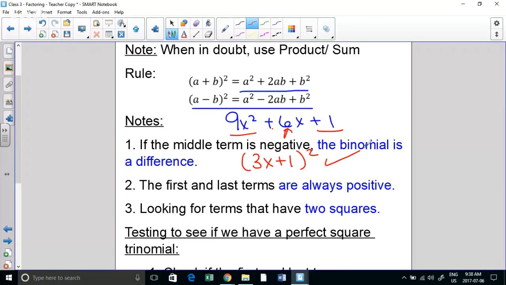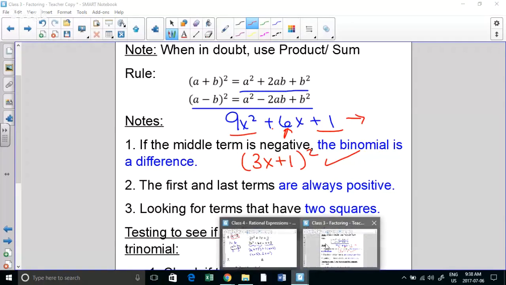Okay, thanks. The thing is, when in doubt, when you have something and you're really not sure, this can be product sum. When in doubt, use the product sum method.